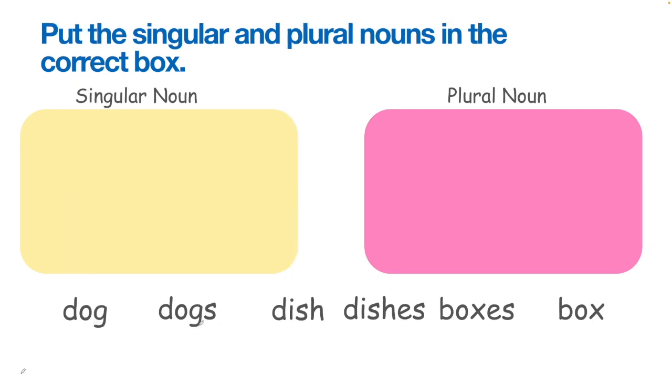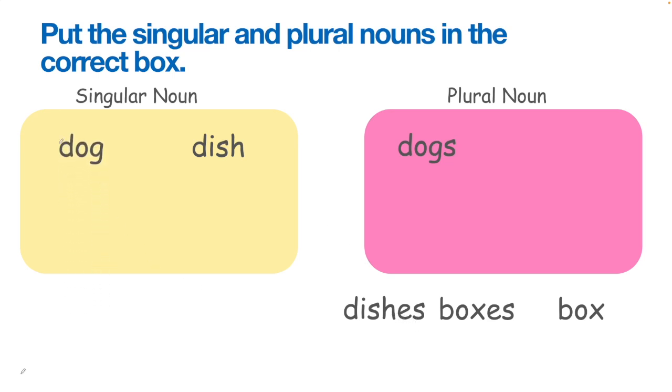Okay, let's look at these nouns here. Let's start with this one. Dogs, so it has an S here. That's a plural noun. So look for the ones that end with S. And then we have dish. There's no S. And it should end with ES, like this one. See? Dishes. And then dog here is singular.